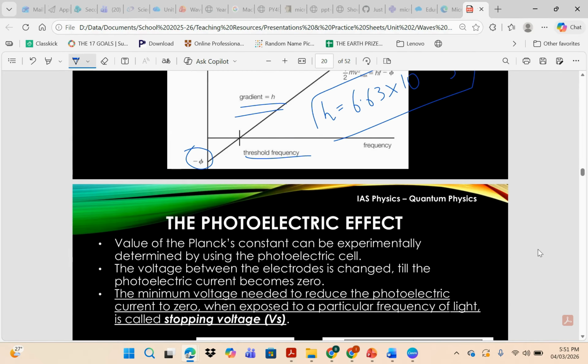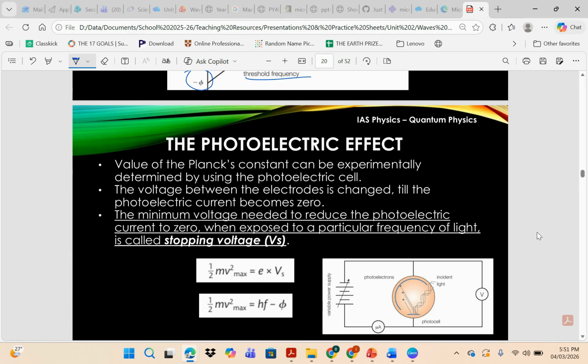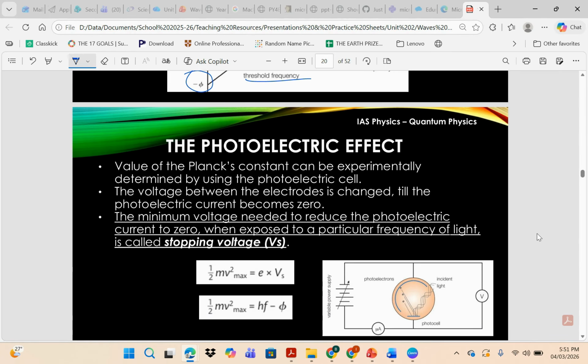Okay, so basically, the value of h can be found even experimentally. h is Planck's constant.